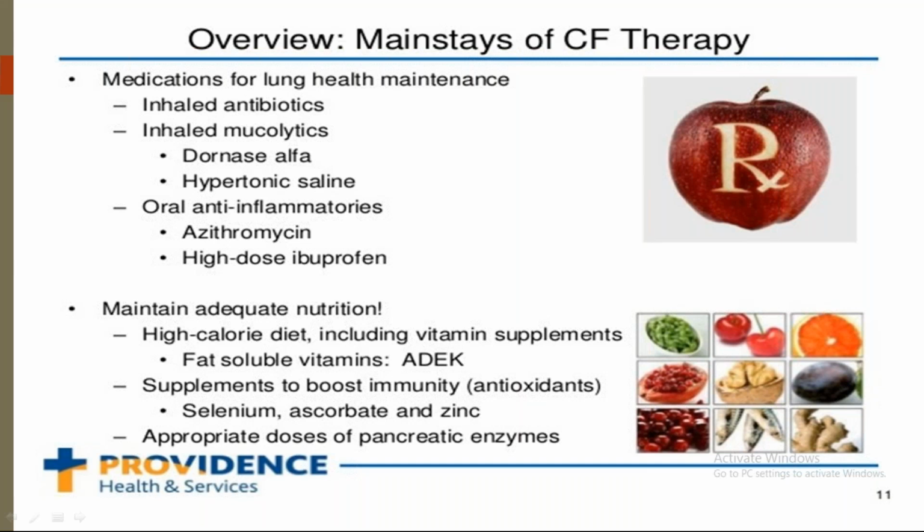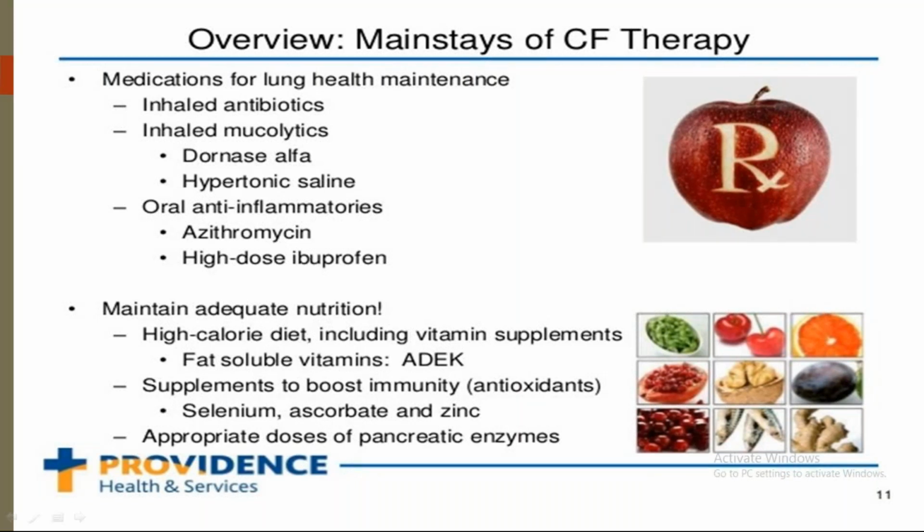And oral anti-inflammatories like azithromycin and high-dose ibuprofen, and maintain adequate nutrition. As patients with cystic fibrosis have malabsorption, we should supplement them with vitamins A, D, E, K. These are the fat-soluble vitamins which are affected, along with a high-calorie diet and vitamin supplements.